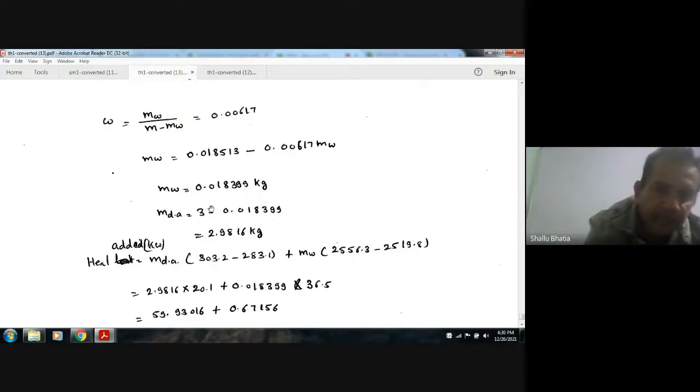Now the specific enthalpy of water vapor and the specific enthalpy of dry air are given, so you can find the change in enthalpy, and that gives the heat added.